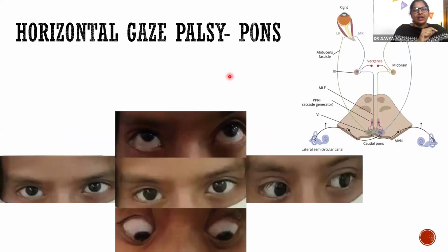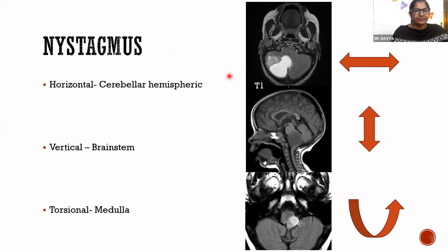And then with pons, you have a horizontal gaze palsy. So the type of nystagmus, as we see, depends on, all these are T1 weighted images. If there is a cerebellar hemispheric lesion, that would cause a horizontal nystagmus.